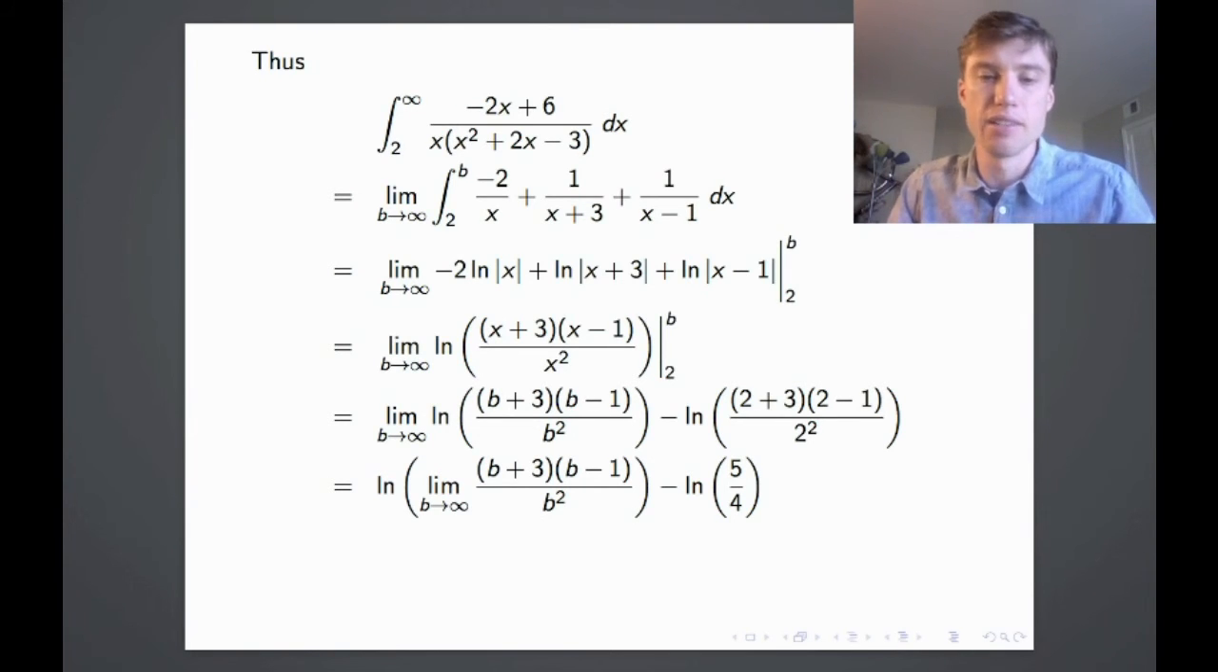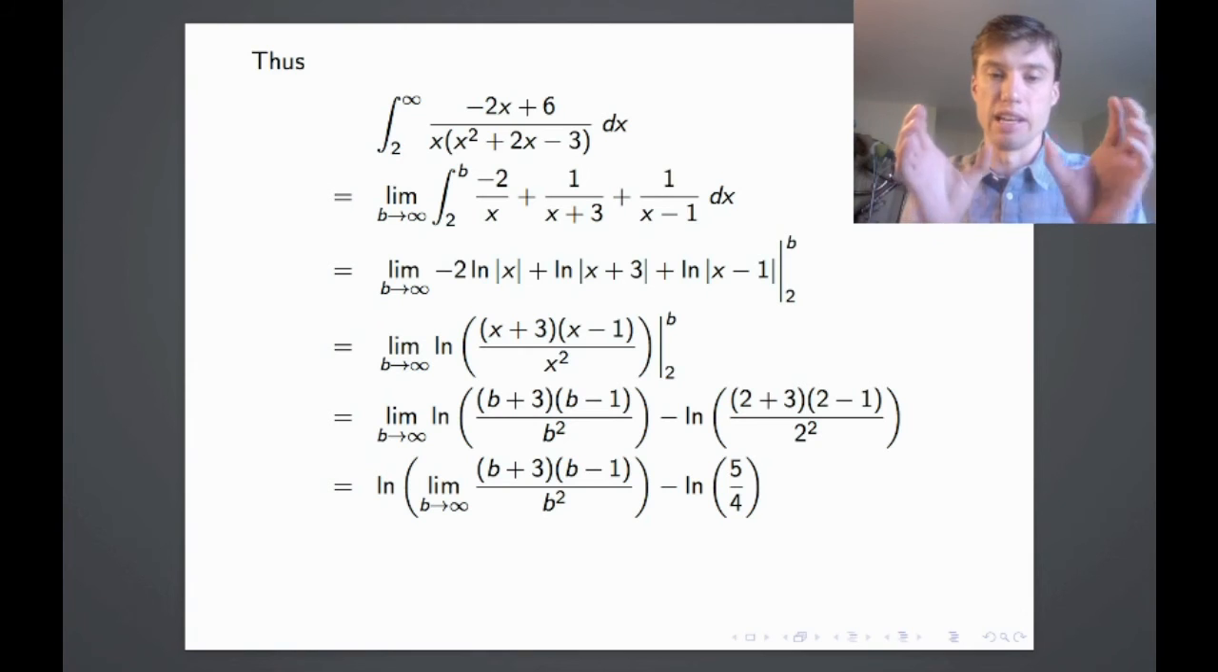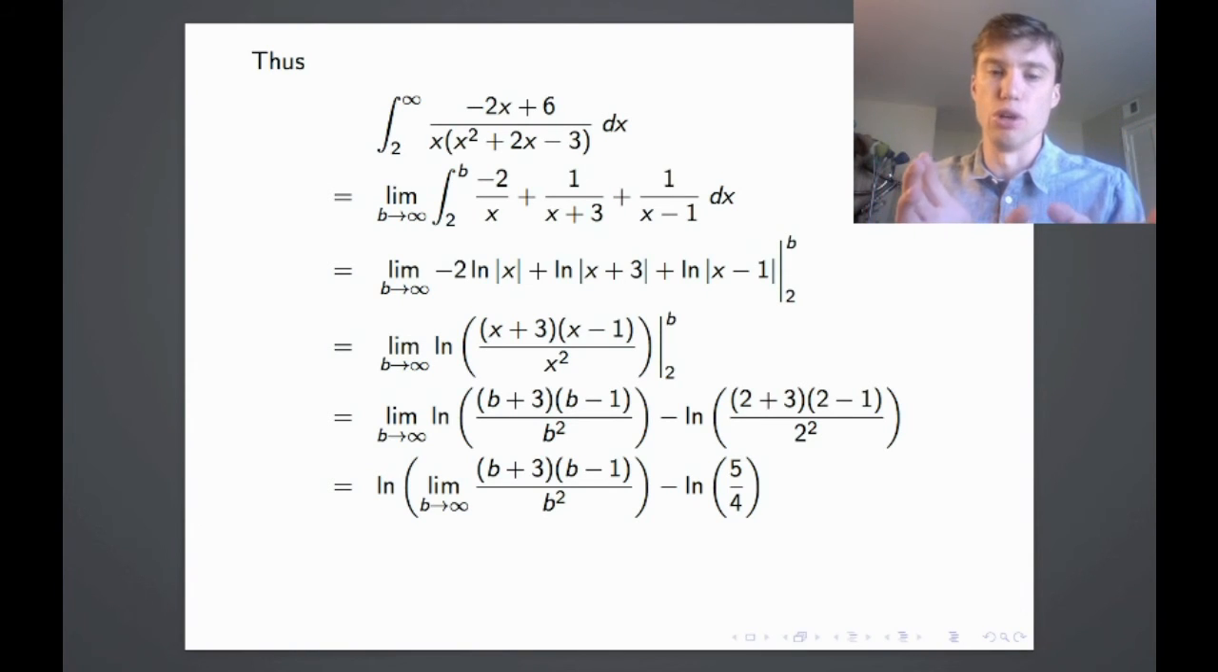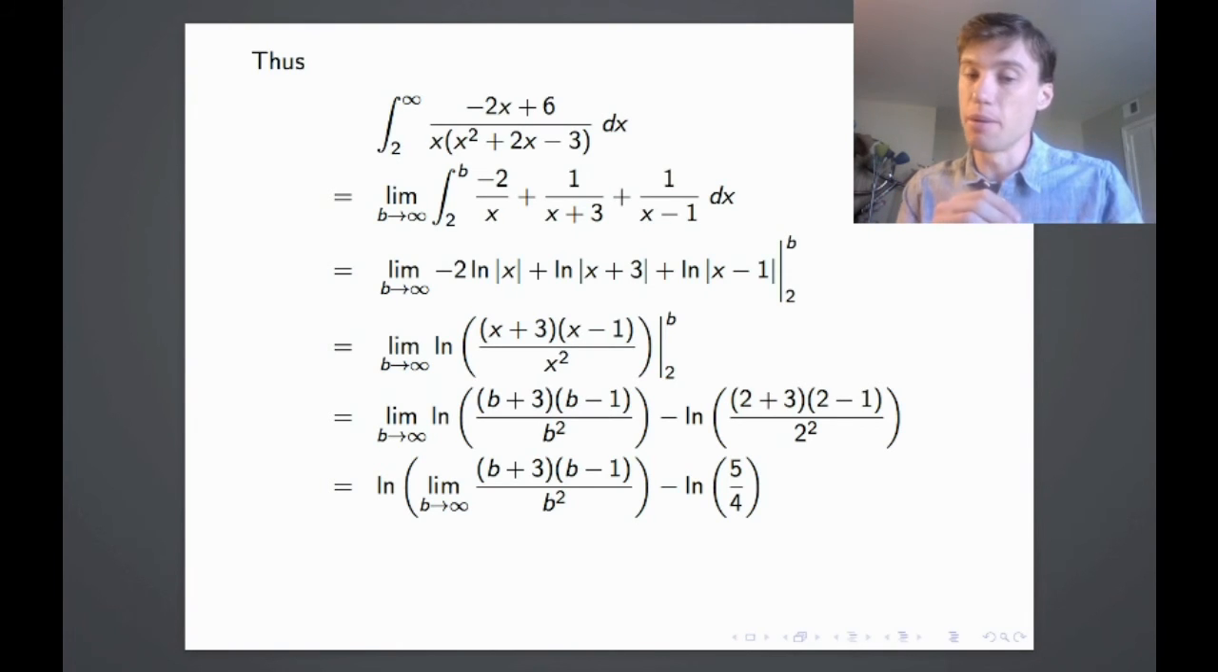In our case, the degree of the numerator, after we do a little bit of algebra and take the product of b plus 3 and b minus 1, will be 2. And the lead coefficient will be 1. And so the degree of the top is 2, the degree of the bottom is 2, the ratio of the coefficients is 1, thus the limit is 1.